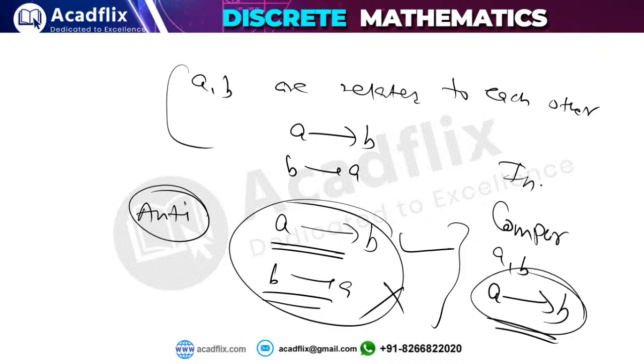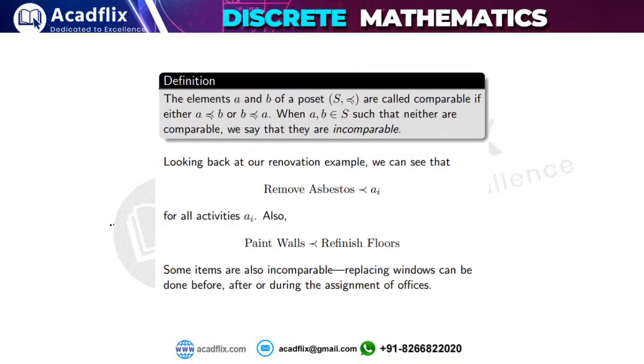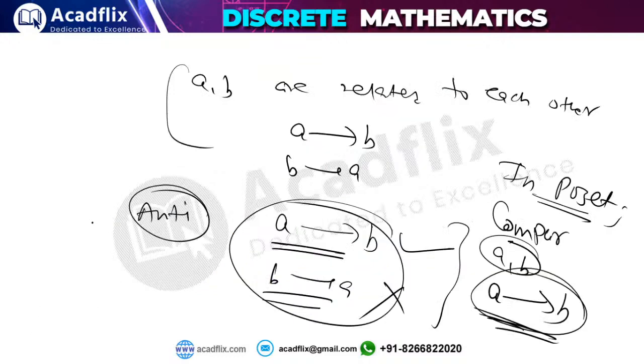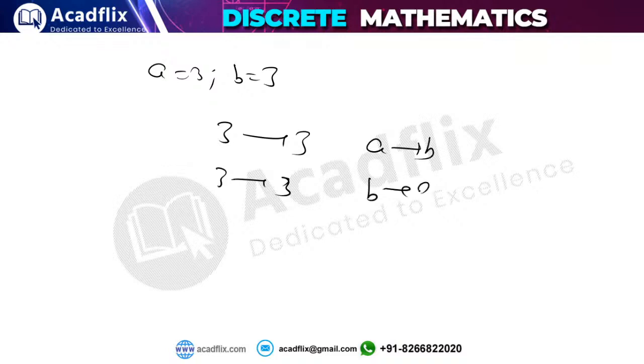In the poset, because we have the antisymmetry property, two elements are comparable if and only if A is related to B. So this is your definition of comparability. Is it clear, Neetu? Yes, if A is related to B, then B is not related to A. Remember these must be two different elements, because let's assume A is 3 and B is 3, then 3 is related to 3. In this case A is related to B, and B is also related to A. So remember, they must be different elements.